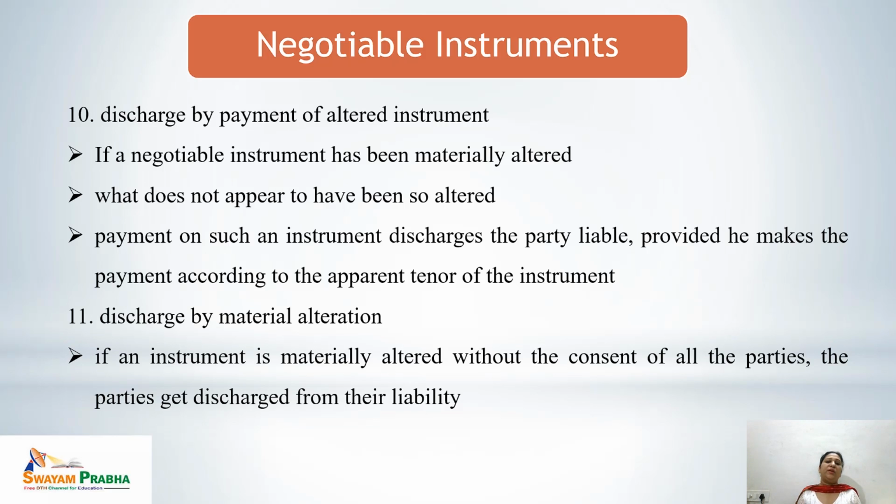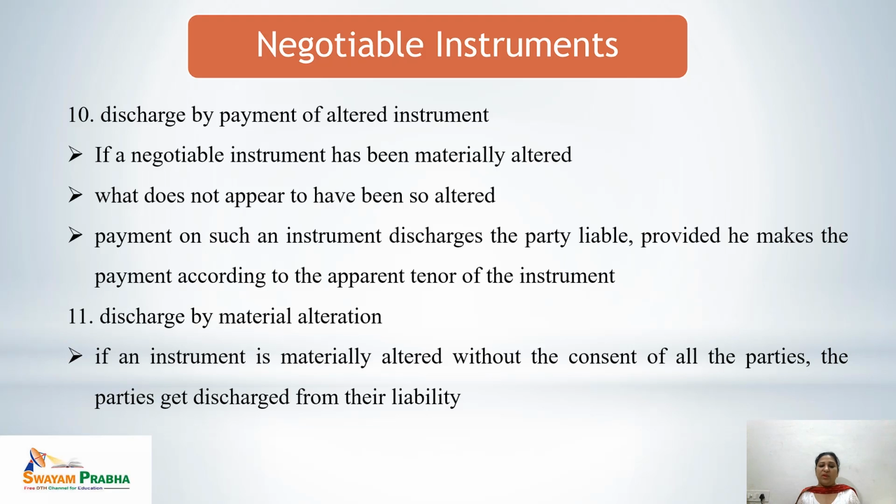Discharge by payment of altered instrument. If there is some material alteration done in the negotiable instrument, it would discharge the parties from their performance. But sometimes it doesn't appear to have been so altered, meaning it is not materially altered, so that would be a different case. But in case of material alteration, it would discharge the parties from their liability. Payment on such an instrument discharges the party liable, provided he makes the payment according to the apparent tenor of the instrument. Next is discharge by material alteration, already discussed.